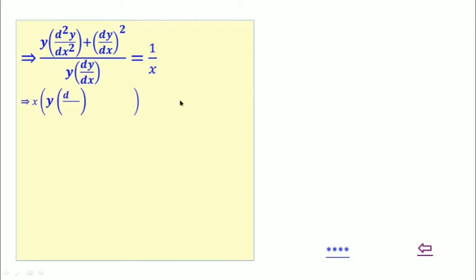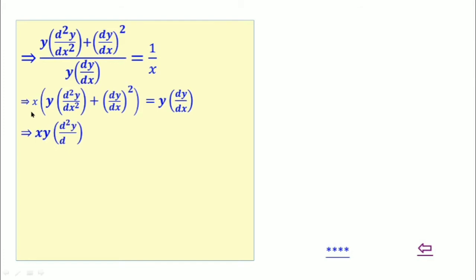Now x into this total term, we get x into the total term, and 1 into this dy by dx means we get 1. Here we apply cross multiplication. By cross multiplication, x into, we get this total term and this one.